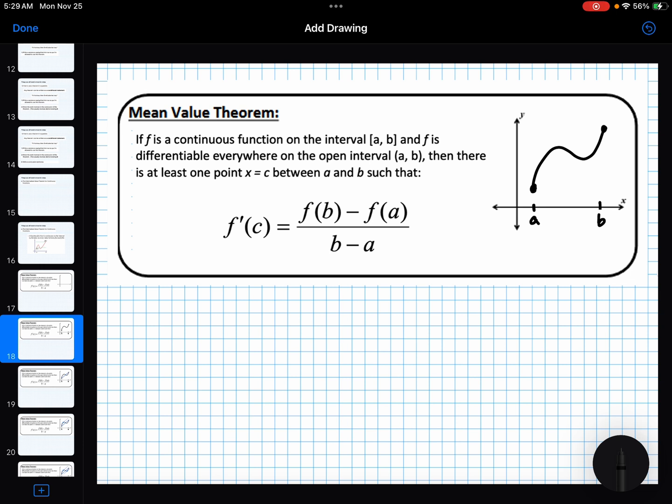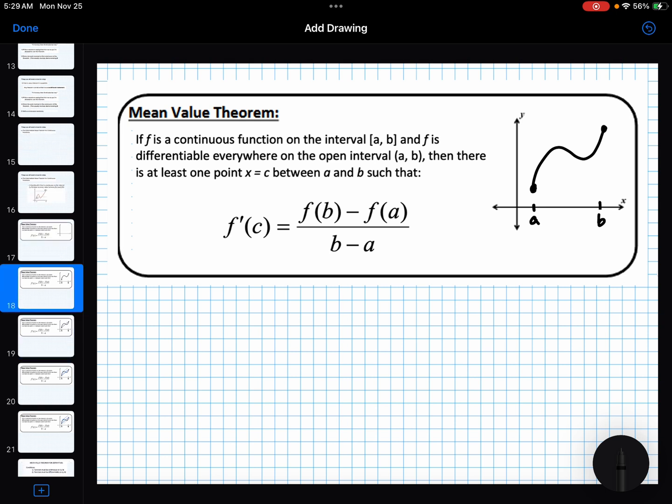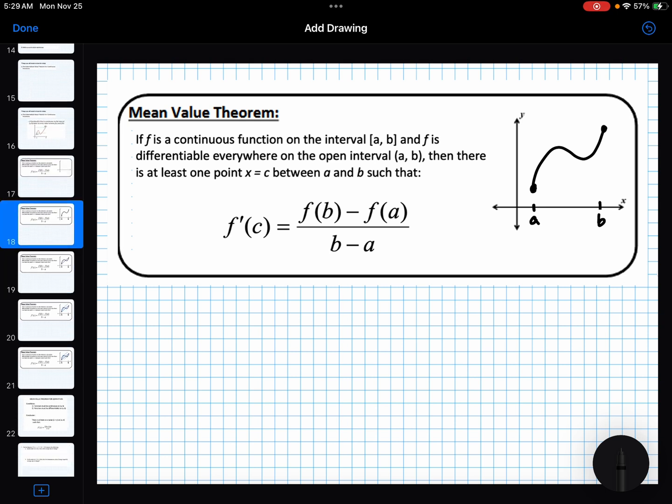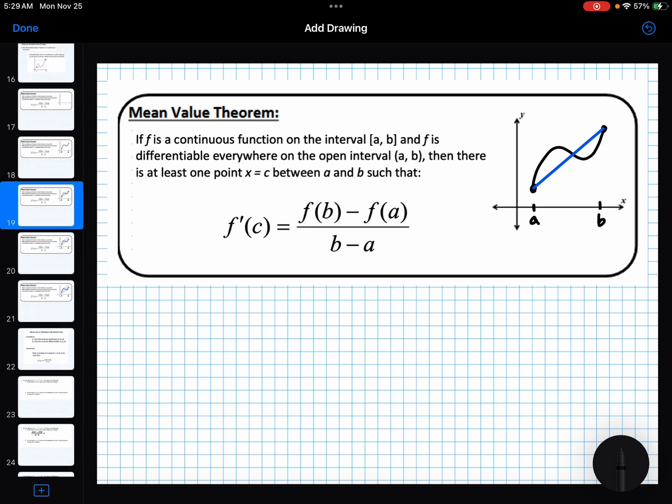I put a little f of x continuous function on an interval from a to b, and I'm going to draw a secant line through the endpoints there. All right? So the mean value theorem has two conditions. If your function is continuous on a closed interval from a to b, and also differentiable on the open interval, then there's going to be this conclusion that happens. But let's just talk about the conditions for a second.